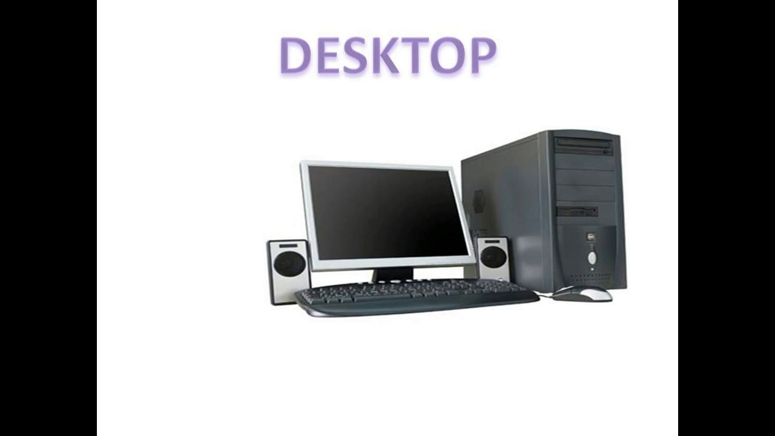First one is desktop computer. See the picture of desktop computer. Can you see this one? Okay. A desktop has many external components such as a keyboard, mouse, monitor and CPU. Within the CPU there are RAM, ROM, DVD-ROM, hard drive, processor and motherboard.